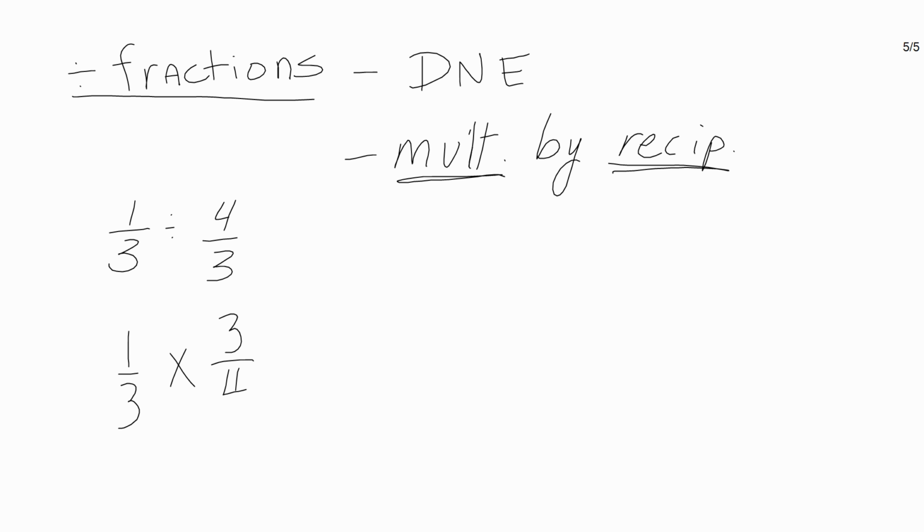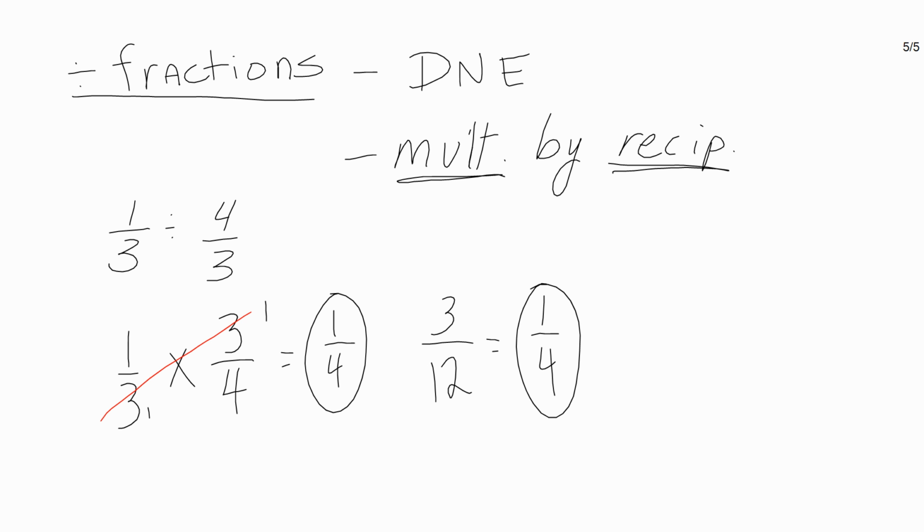And this time, what happens to the 3's? You can cancel them. And what's 1 times 1? 1. So that'll go in 1 time, and that'll go in 1 time, and 1 times 4, you get 4. Now what's 1 times 3? 3. What's 3 times 4? 12. And you reduce that, what do you get? So either way you do it, you should get 1/4.